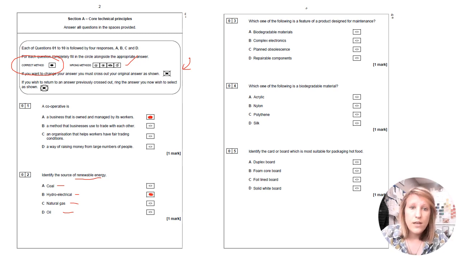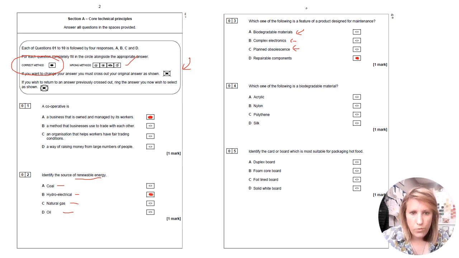Right, question 3. Which one of the following is a feature of a product designed for maintenance? If a product is designed for maintenance, it means it should be easy to open and easy to repair. Biodegradable materials don't really have anything to do with maintaining a product. That's to do with when you get rid of it at the end of its life. Complex electronics would not help you with maintenance because it might make it harder to repair. Planned obsolescence is the opposite. It's making things that break easily or after a certain amount of time, so you have to replace them. So the answer is repairable components.